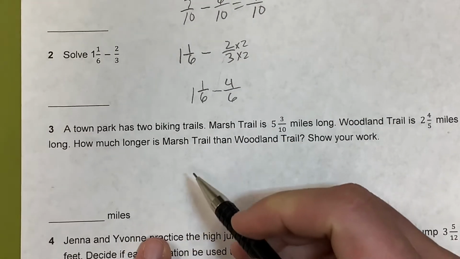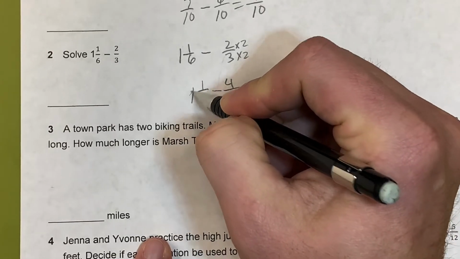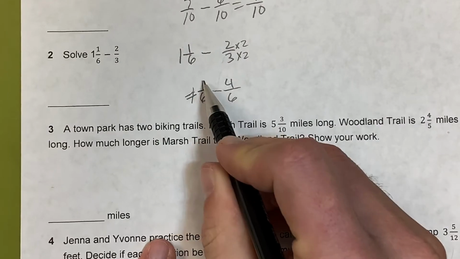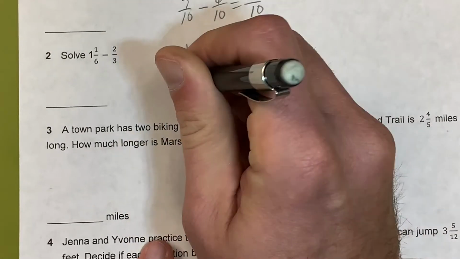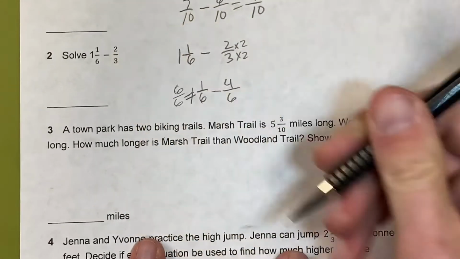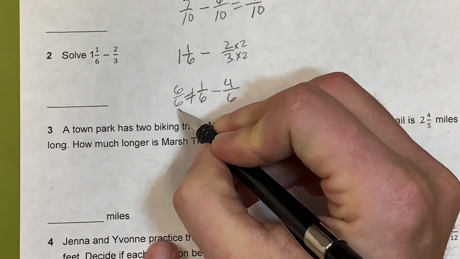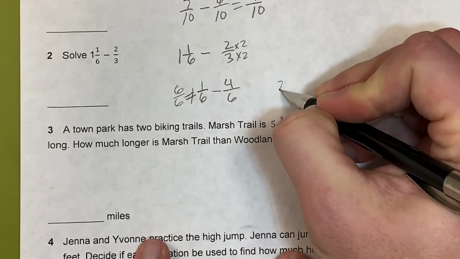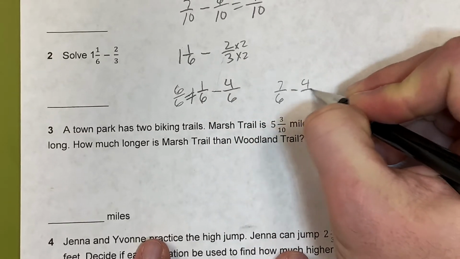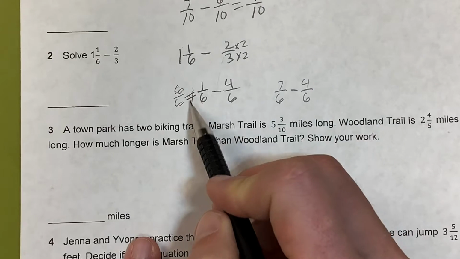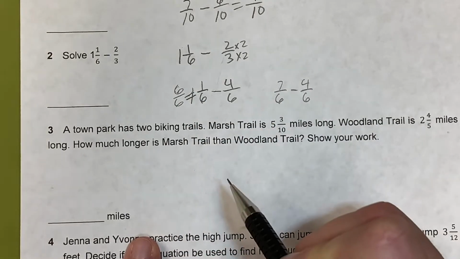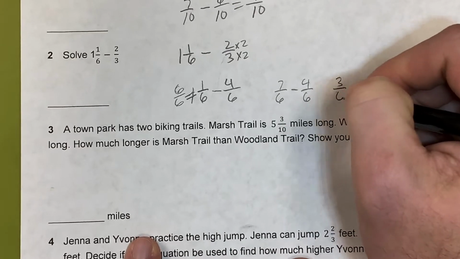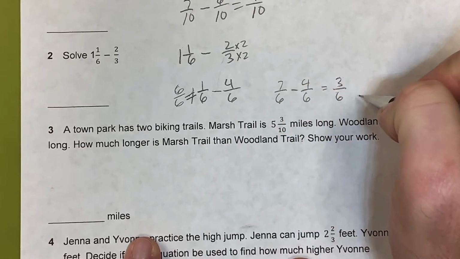So what I'm going to do is take this 1 and break it into 6 parts, and I'm going to add it to this. So my 1 whole would be 6 over 6. When I add it to my 1/6, I'm going to get 7/6. So now my 1 and 1/6 is equal to 7/6, and I need to subtract 4/6. 7 minus 4 is 3, and the denominator stays the same.